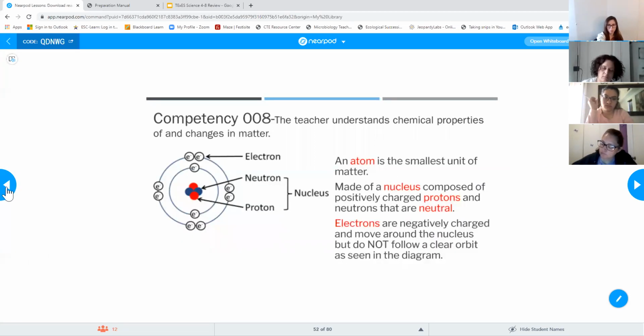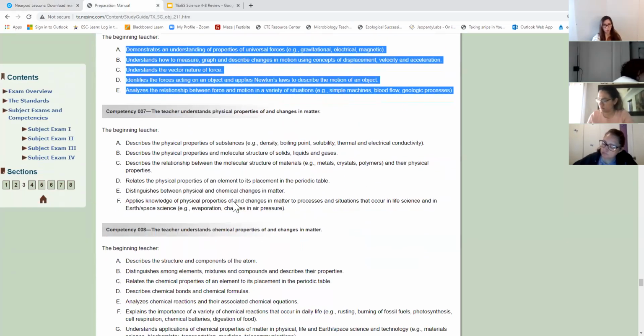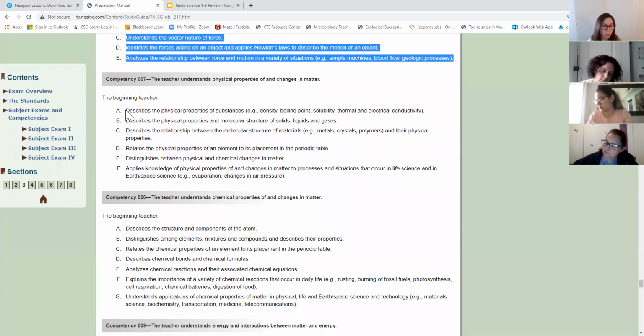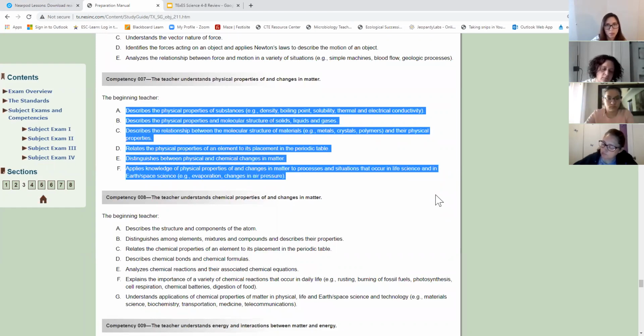Okay, so for competency 7, again, go back to your manual. And I'd like for you to go ahead and read through these descriptors and then make a note of anything that you may have to go back and understand a little bit better. Okay, so again, make sure that you are looking at your subject test. So if you're EC6, make sure you're looking at EC6 and just looking at that chemistry competency.